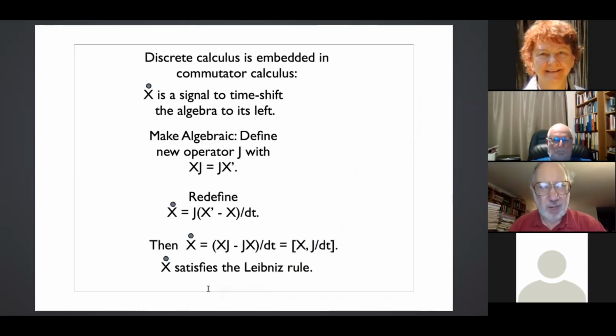Now, as we said before, the discrete calculus is embedded in commutator calculus, but now our shift operator is interpreted temporally. I'm going to put the shift operator on the left of x, and when it shifts over to the right, x goes up by 1 tick. So then, if I were to redefine the derivative by J x prime minus x divided by dt, as we did before, then we get that x dot is a commutator. We get that x dot is equal to the commutator of x with J over dt, the change in time. And that satisfies the Leibniz rule. And we can analyze all of these things in a discrete calculus that's non-commutative like that.